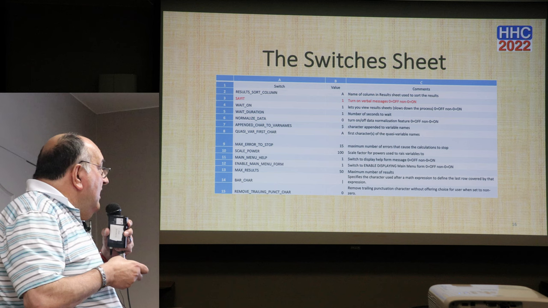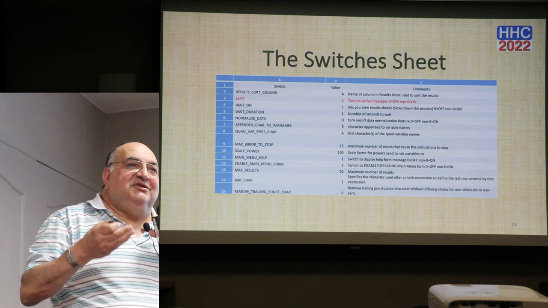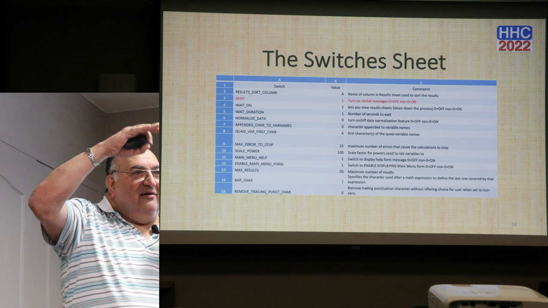And max results, 50. Giving you thousands of results is simply insane. With 50 results, you probably will look at the first five and figure out how the solutions are degrading and all that. But I put the five here.